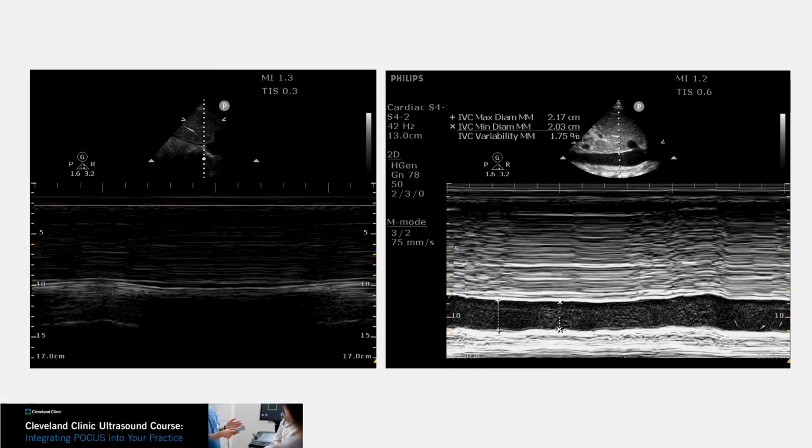These are two cases that were obtained in our ICU patients. One is a very small IVC with complete collapse, suggesting that the RA pressure is close to zero and may need resuscitation, while the other case is an IVC that is dilated with minimal to no respiratory variation.